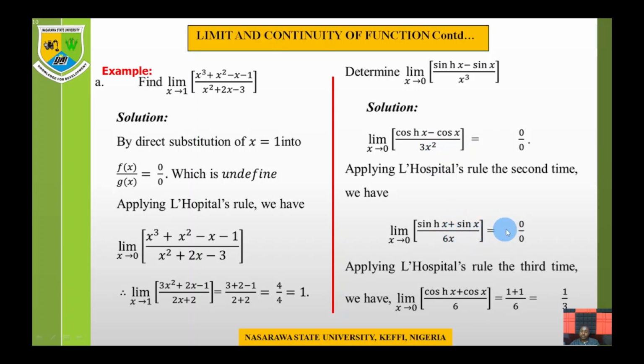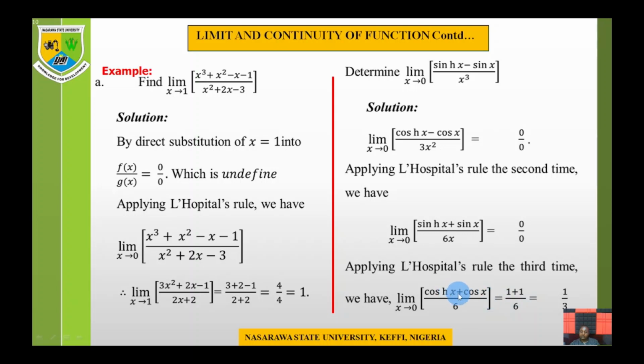Still, if you apply the limit, you are going to have 0 all over 0. So you apply L'Hopital's rule this time around for the third time. So differentiating sine x again, you have cos x, sine x, you have cos x, and then differentiating 6x as a function will give you what? 6.